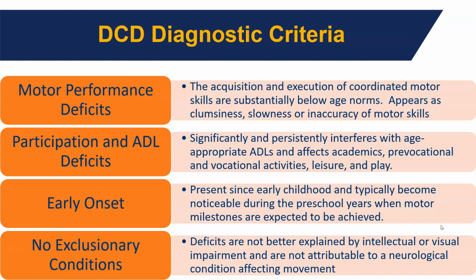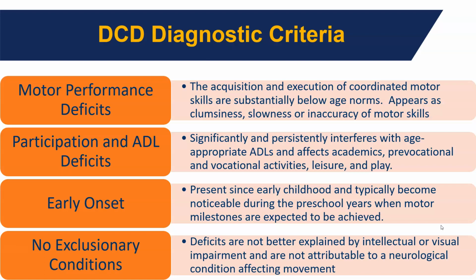So for motor performance deficits, it's the acquisition of motor skills is significantly below age-expected norms. It may appear as being clumsy, dropping objects or bumping into things, or slowness or inaccuracy of motor skills, having difficulty catching or throwing, difficulty using scissors. And participation in ADL deficits: the motor skill deficit will significantly and persistently interfere with activities of daily living appropriate to the patient's age. For example, self-care and self-maintenance, and it affects academic and school productivity.